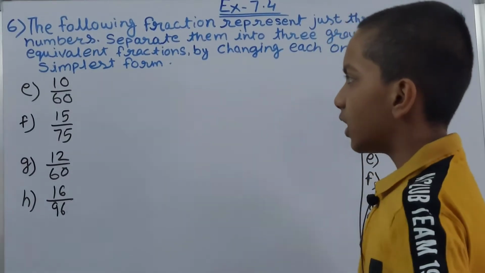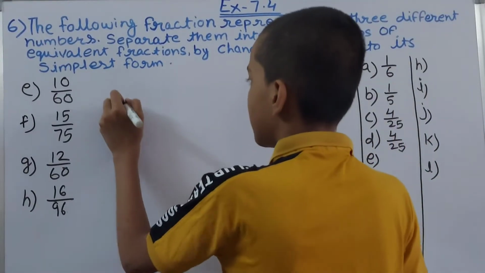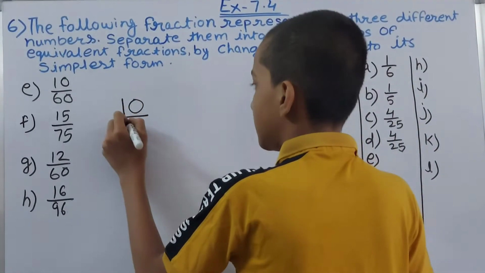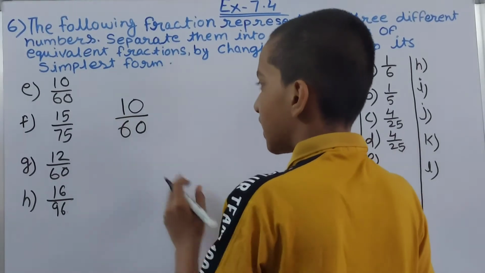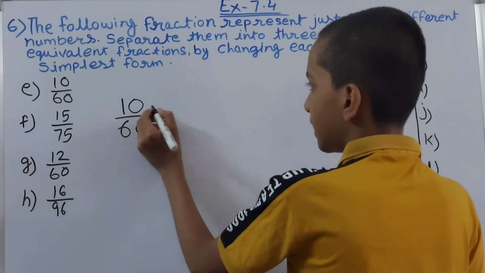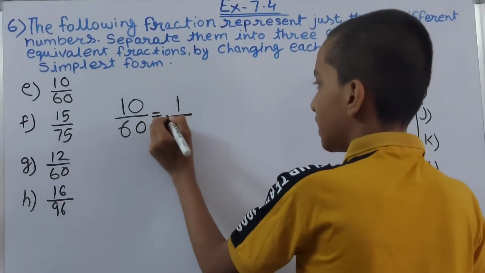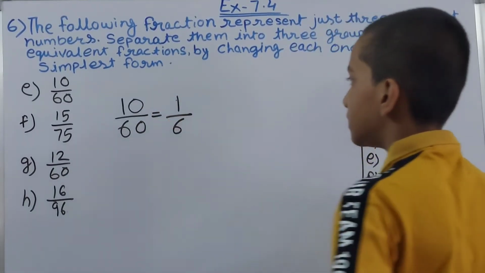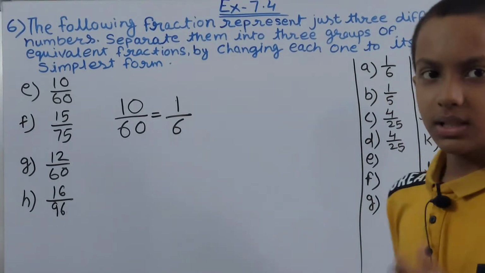Now friends, let's solve the E part. So that is 10 upon 60. Now which number can we take over here? 10 and 60 both will go by 10. 10 goes 1 time by 10 and 60 goes 6 times. That is 1 upon 6.